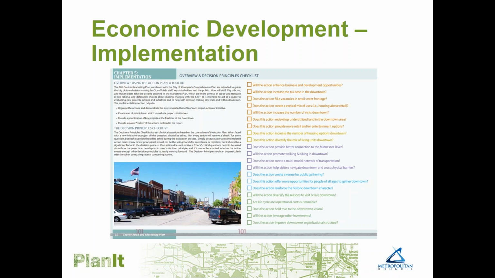So the city of Shakopee has in its County Road 101 marketing plan, they have an implementation chapter. And within that, they have this list of questions. So they have an overview and decision principles checklist. So every time a development comes to Shakopee, or every time they make a decision, they ask where they are within these questions of how it will relate to the city, how it will benefit the city, and how it can create something that they would like to see in their vision. And so this is a great way to really have that checks and balance of whether it fits into what they would like to see in the future, in their long-term vision.